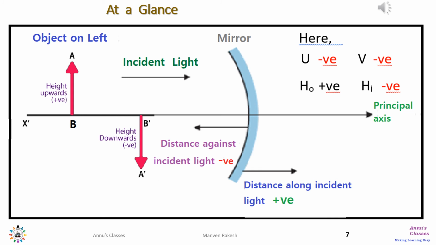In summary, when we go away from the mirror, on the left hand side it is negative distance, on the right hand side it is positive distance, upward it is positive, downward it is negative. So if you can recall your graph paper, the rules are the same as we were using in the graph paper.